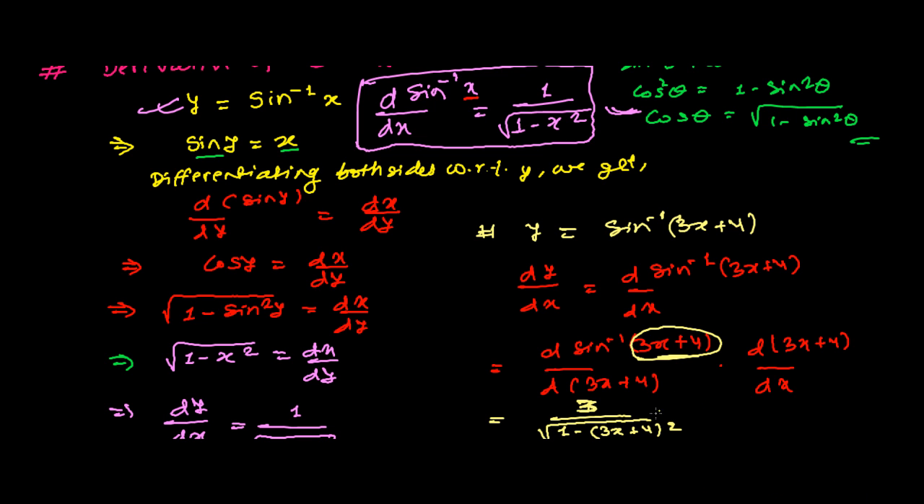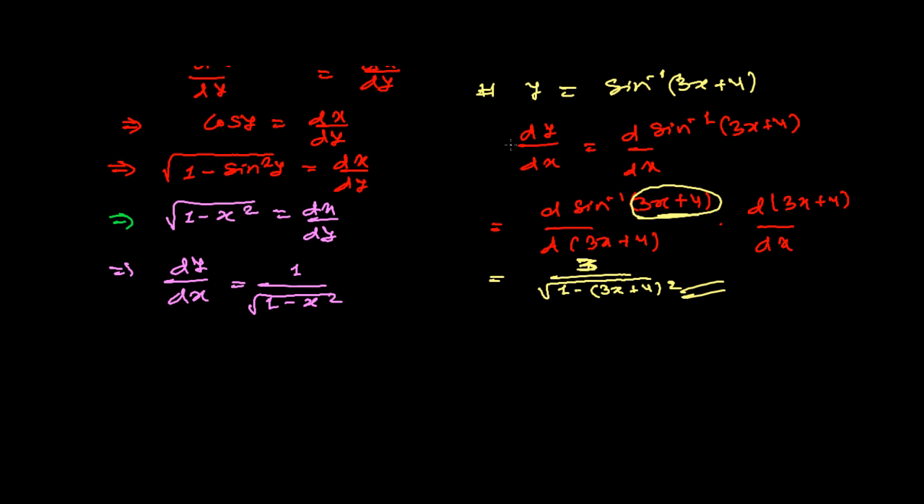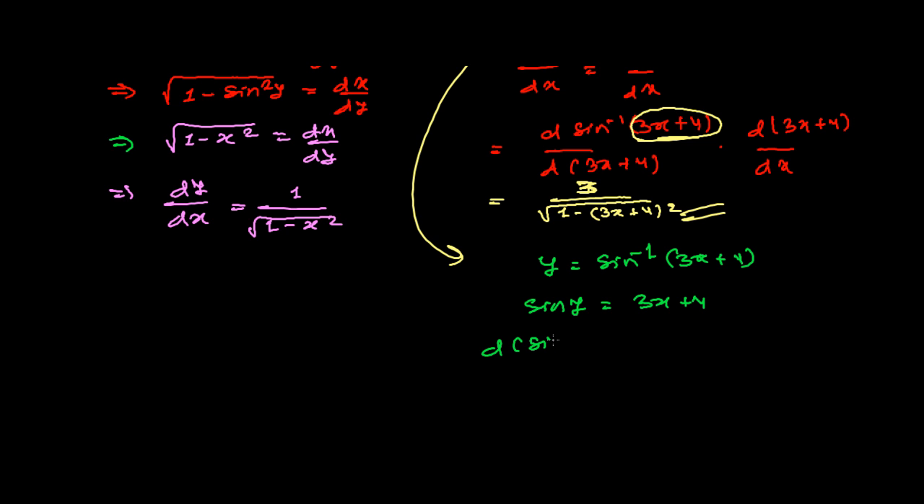So this is how we find the derivative of the sine inverse form. You can directly use that formula to find the derivative. Or if you want a slightly lengthier process, one step at a time, then you can write y equals sine inverse of 3x plus 4. This is your question. Then sine y equals 3x plus 4, and again differentiating both sides, you get the derivative of sine y with respect to y, and the derivative of 3x plus 4 with respect to y.